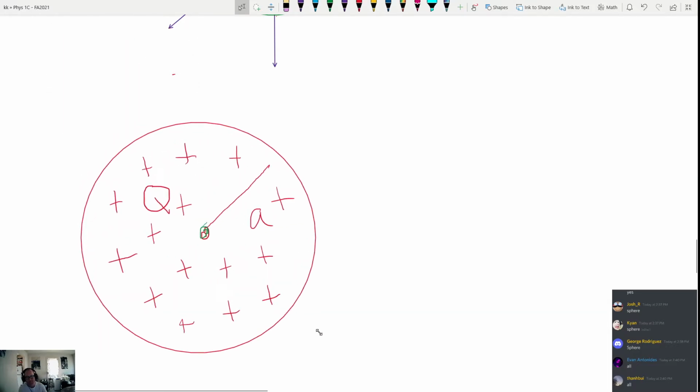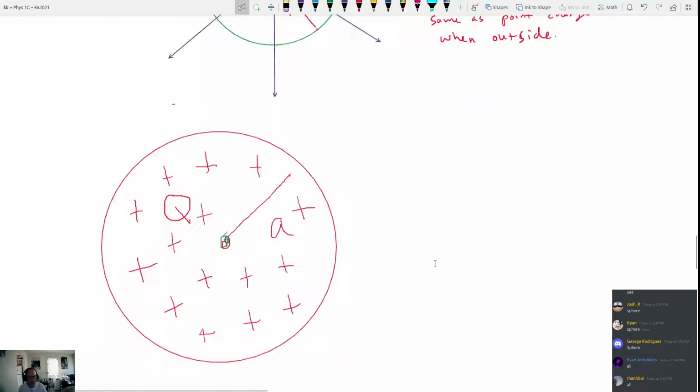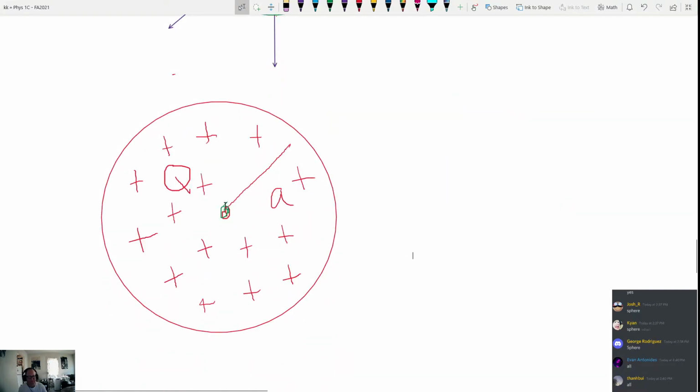Make it a little bigger. There we go. So now we have this. It's the same object. I've just zoomed in because now what we're interested in figuring out is the electric field inside of the sphere itself. Right? We want to know what is the electric field inside the sphere.